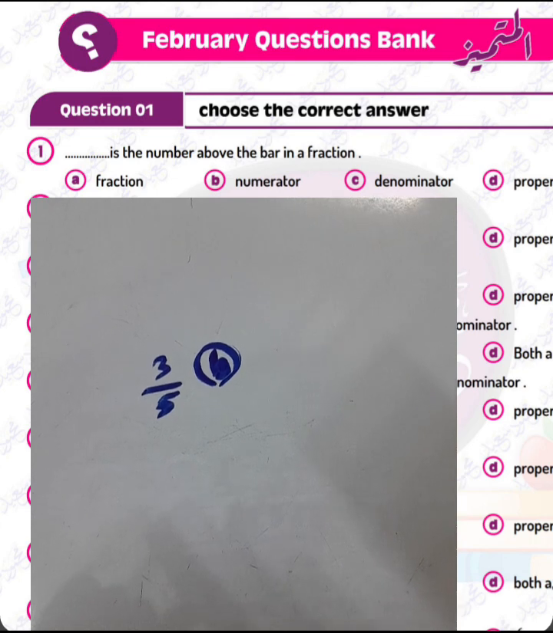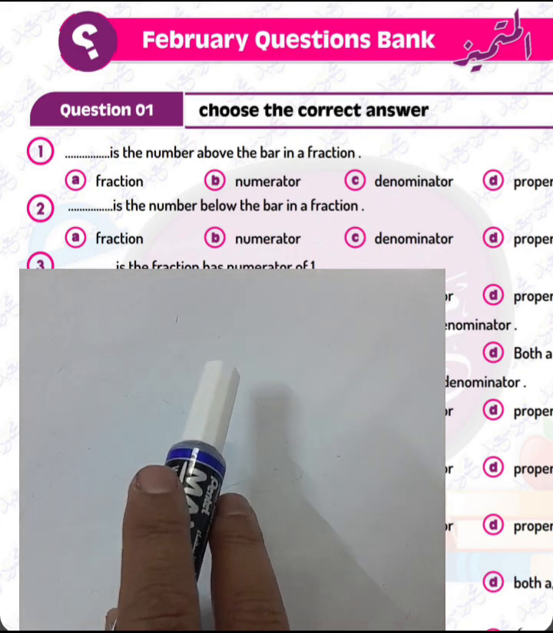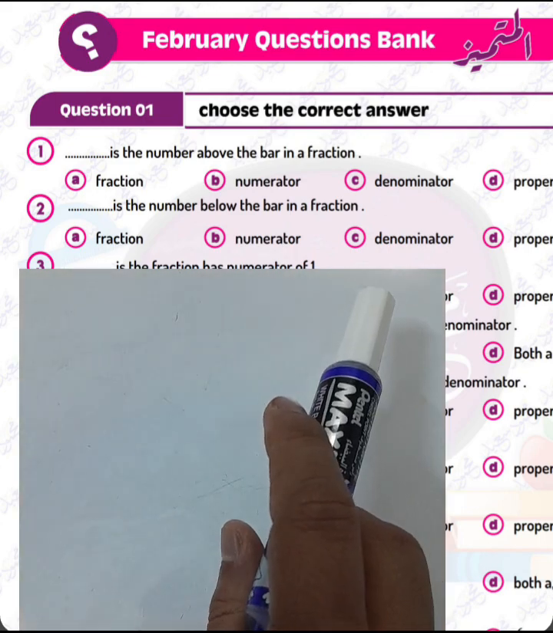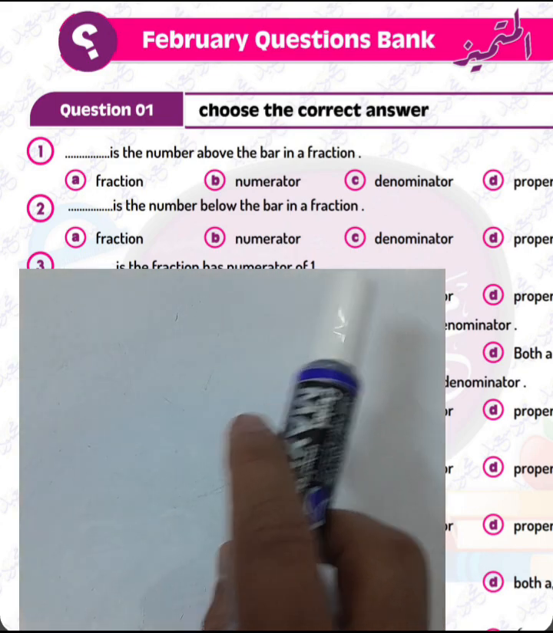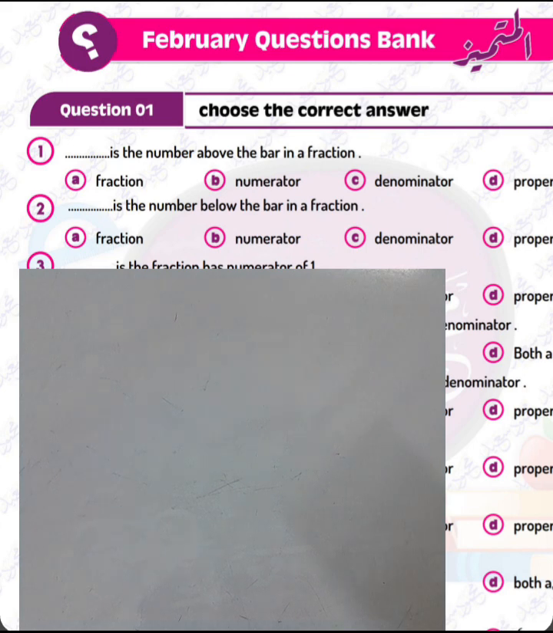About this example, we called it what? Numerator. The number below the bar in the fraction, we called it denominator. Choose letter C.